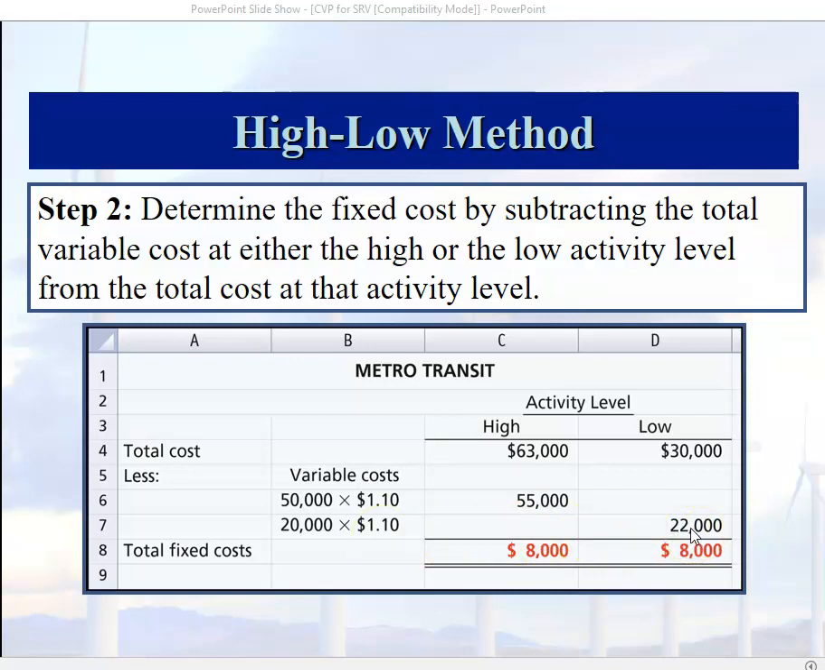So what we're doing here is we are proving that fixed costs are $8,000 per month. Now, in a lot of the stuff that you've been working on so far, you've been provided fixed cost. That is not the case here. But what we can do is we can take our total cost, we can use this method, and we can back into total fixed cost. Here's the proof. 63 minus 55 is 8,000, as is 30,000 minus 22,000.